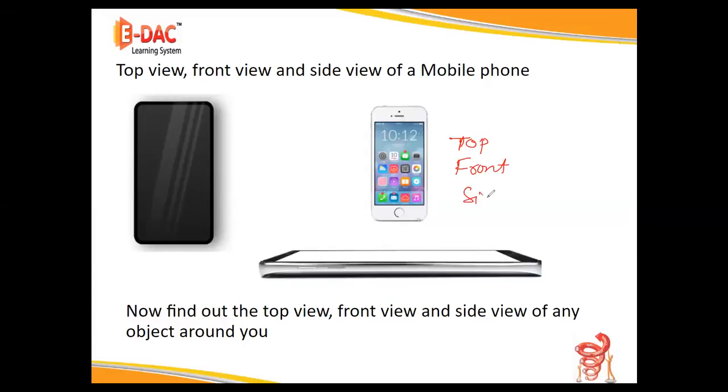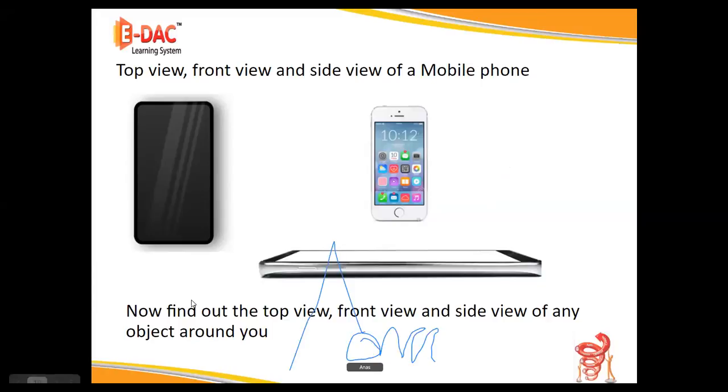and side view. Yes, this is the phone. If you see, this is a front view and this is a side view. How can it appear? Okay, you know that every object has these three views. Please observe that once, right?